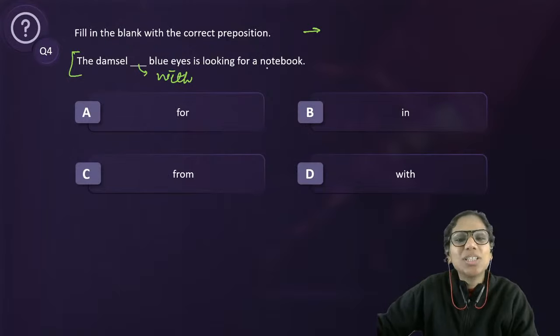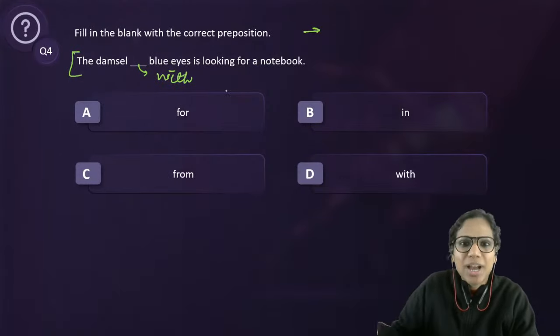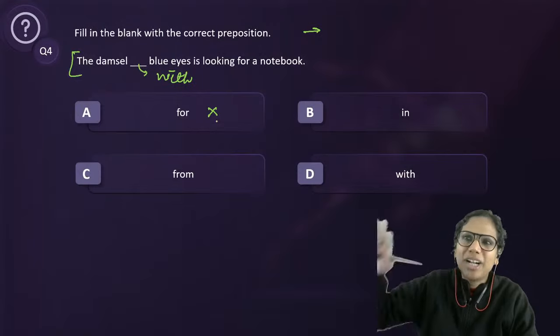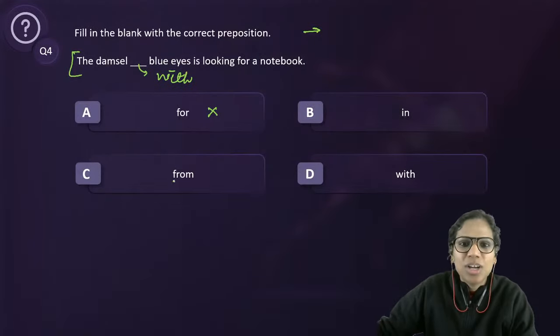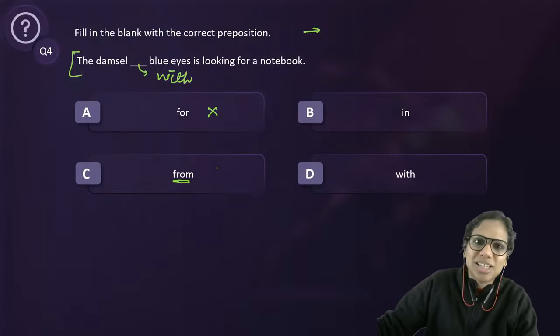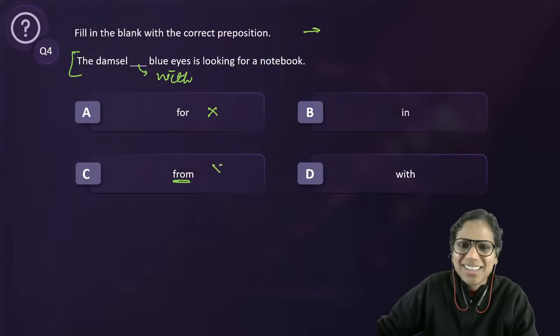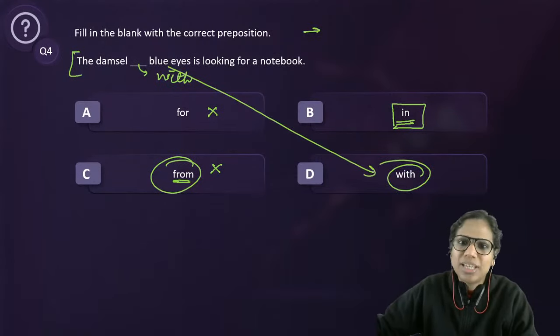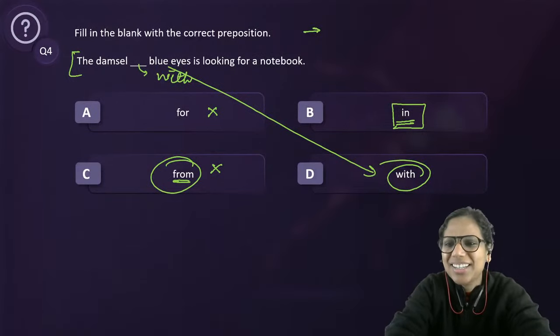The damsel with blue eyes is looking for a notebook, right? So she has blue eyes, so the damsel with blue eyes, she possesses blue eyes. For blue eyes, no. The damsel meant for blue eyes, no. The damsel from blue eyes, like, did she take birth from those blue eyes? What does this even mean? The damsel in blue eyes, no, these are not some clothes that she's wearing, right? The damsel with blue eyes. So, absolutely correct. All of you are correct. D, Delhi is the answer.